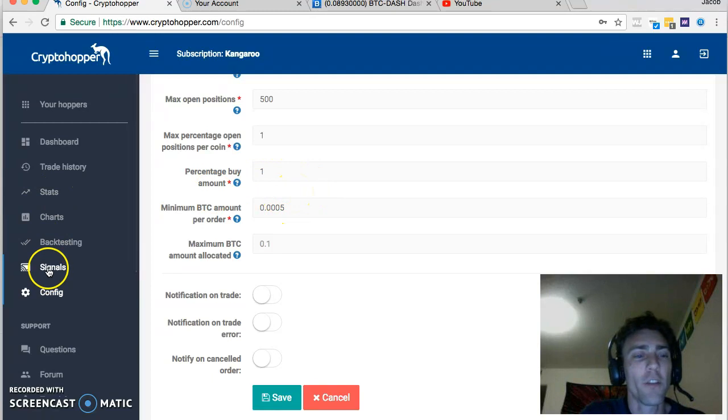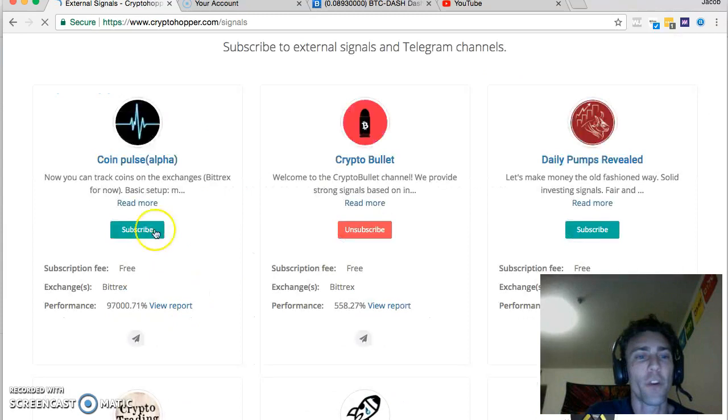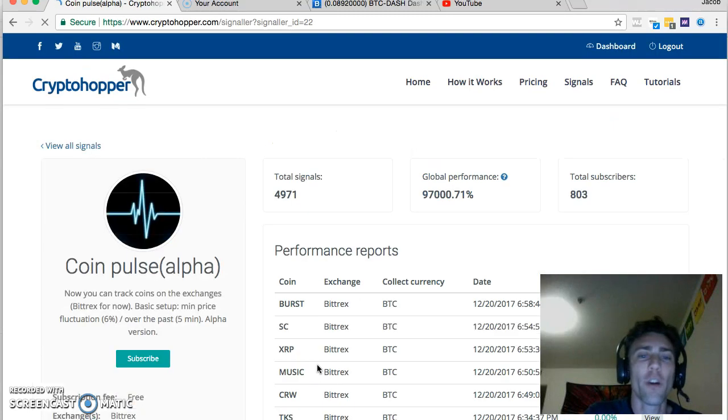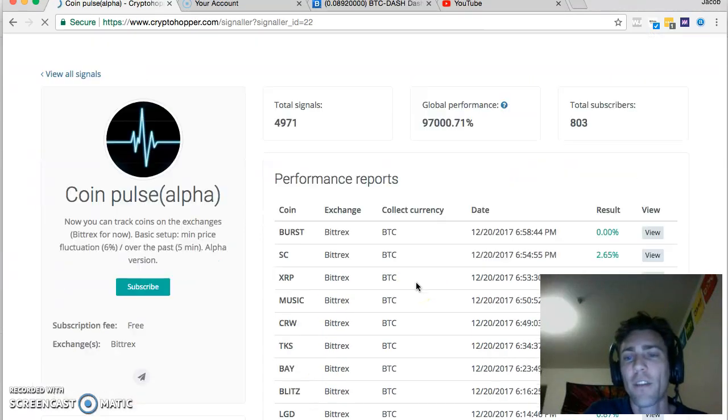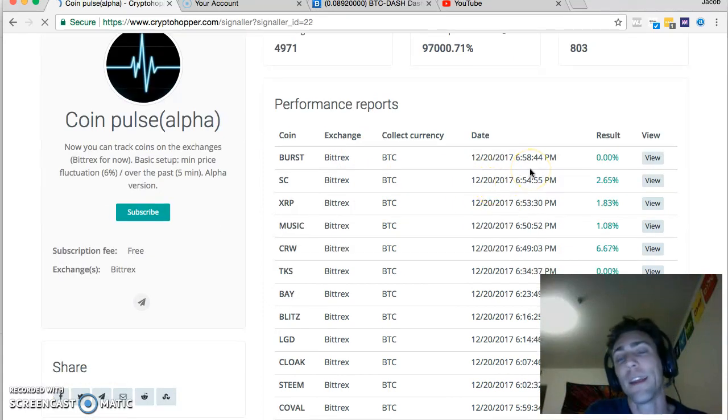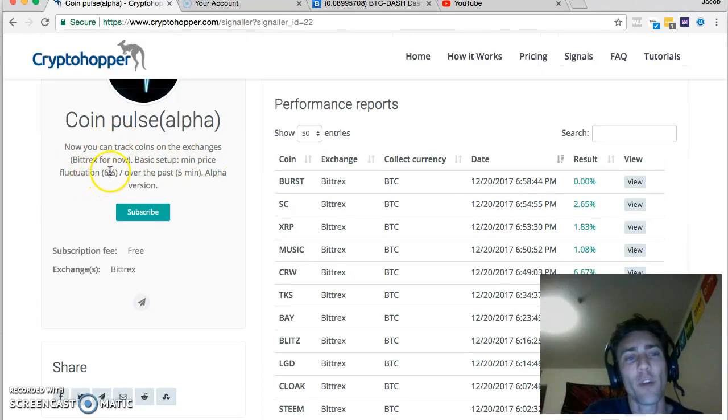So here are the signals that I tested this out on. The first was the Coin Pulse Alpha. It has a very high performance rate, but that shouldn't be used to determine the effectiveness of a signaling platform. This one simply kicks one out every 5 minutes or less on average here, and it's based simply on a minimum price increase of 6% over the past 5 minutes.